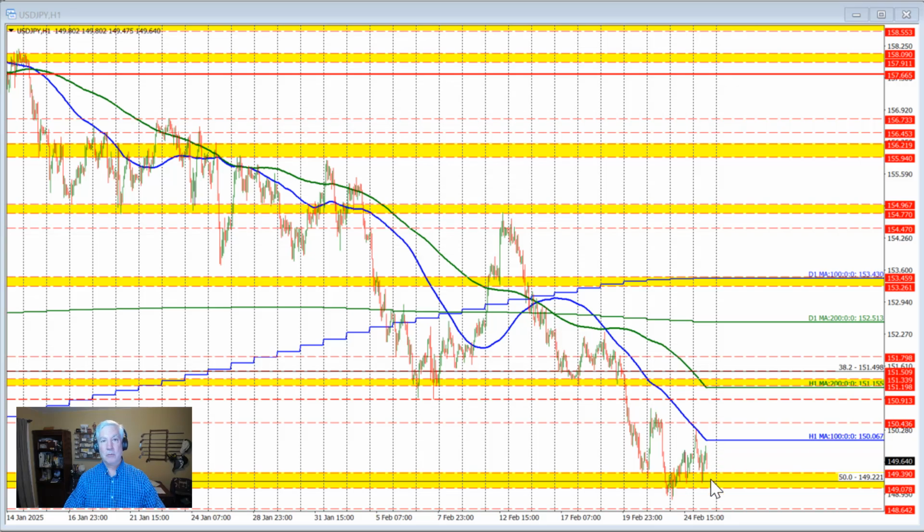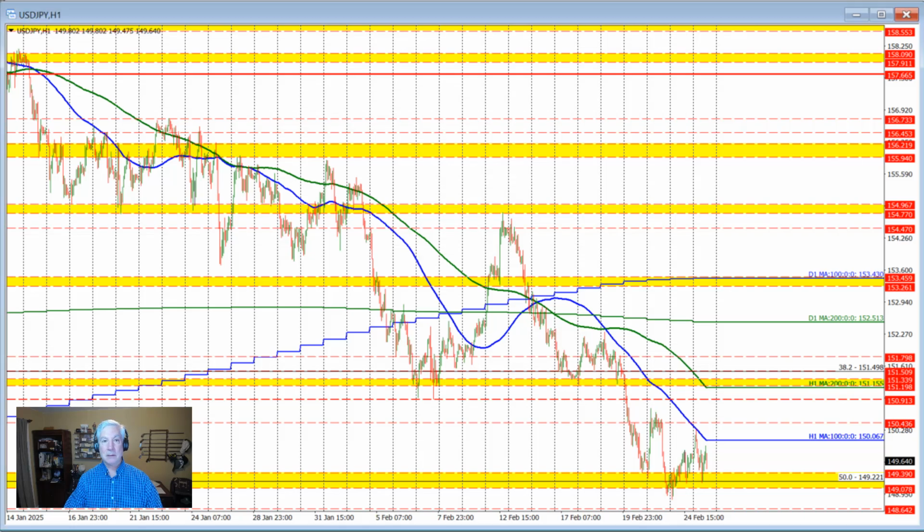Absent that, the sellers are more in control. The 50% is still under attack. This swing area, it could still be under attack. So be aware of that. We could head down below those levels and increase the bearish bias, getting and staying below that 50% retracement level.